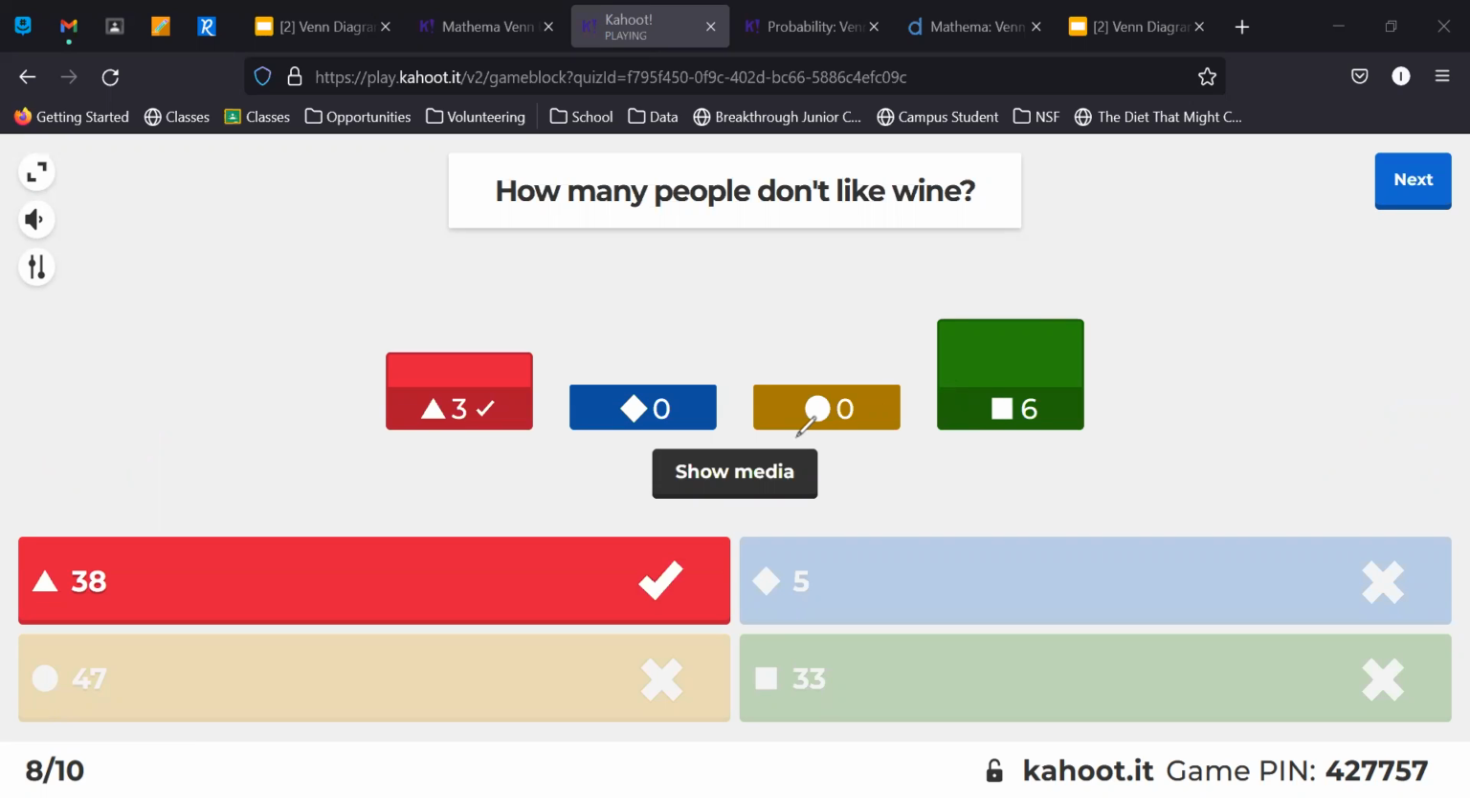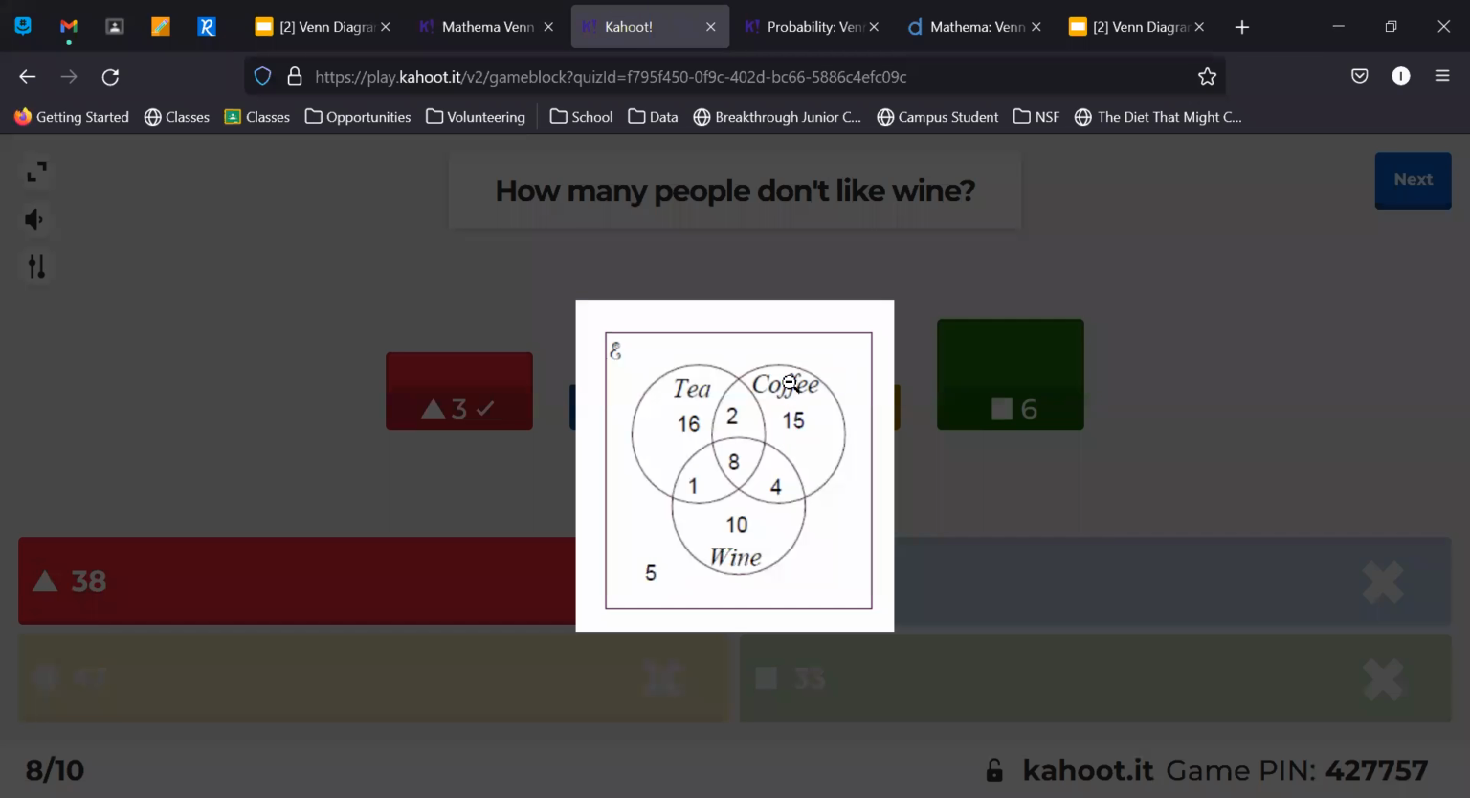Okay, so the number of people that do not like wine is 38. So remember, we're doing 15 plus 2 plus 16 plus 5. So 31 plus 7 is 38.